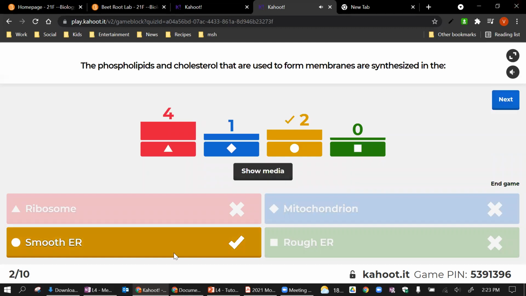The smooth ER is where you make the lipids, right? Ribosomes make proteins. Ribosomes do not make lipids or cholesterol. So that's why it's not the first one.